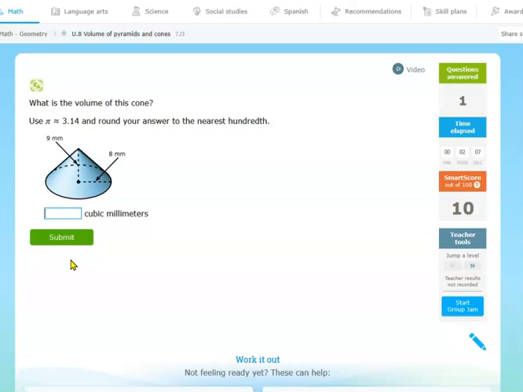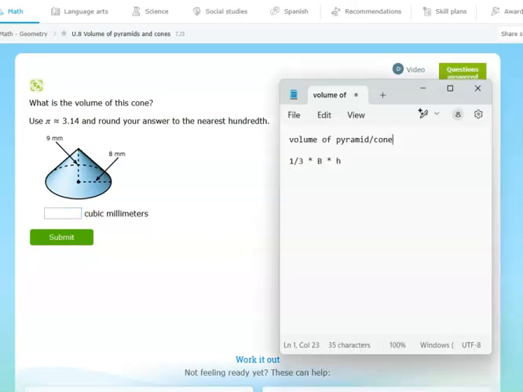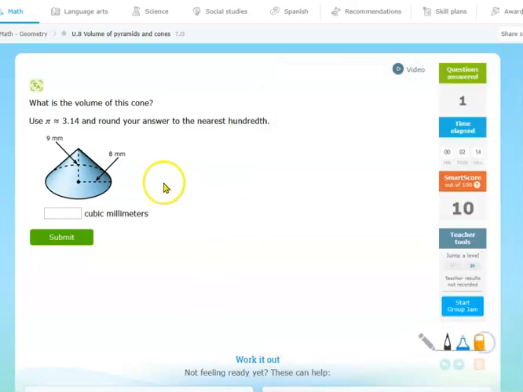All right, another cone, and we know that our formula is 1/3 area of the base times the height. So let's go find the area of the base, and let's find the height. And I'm going to start with the height first because that's the easier one. The height is just the vertical distance from the vertex down to the center of the base. So it's going to be 9.